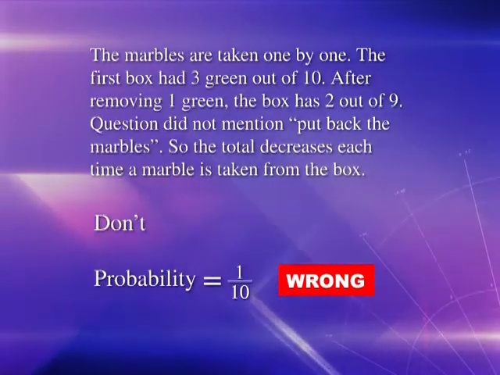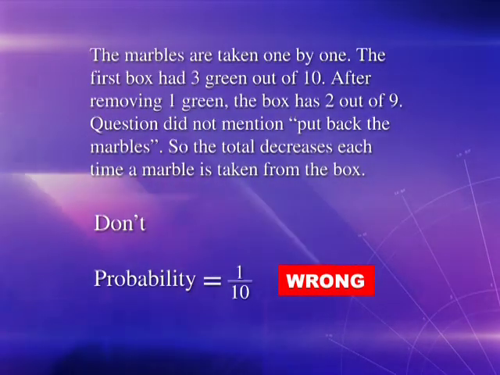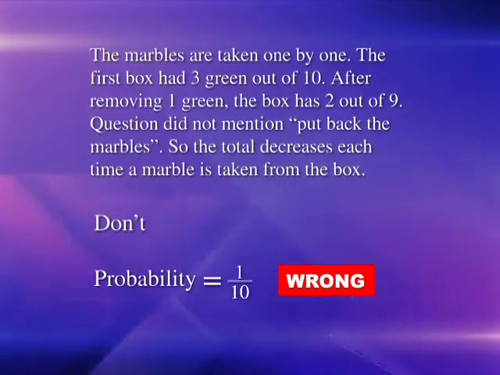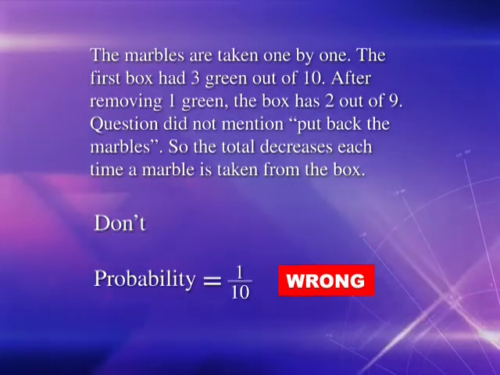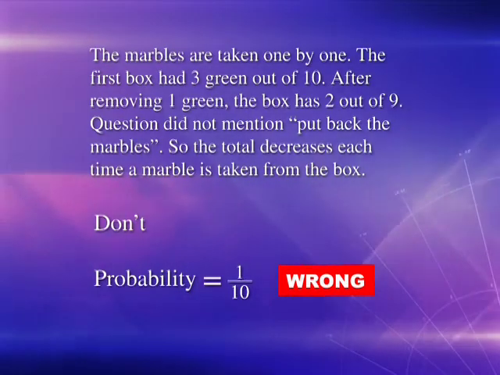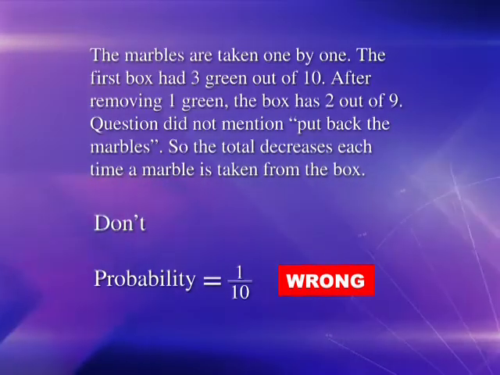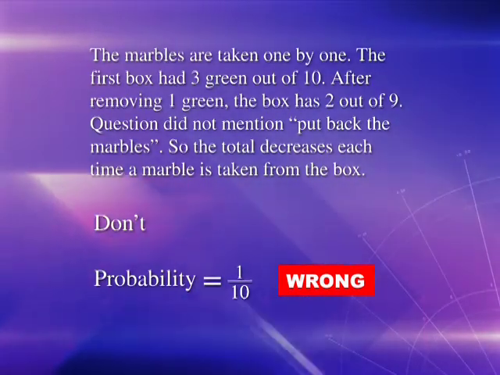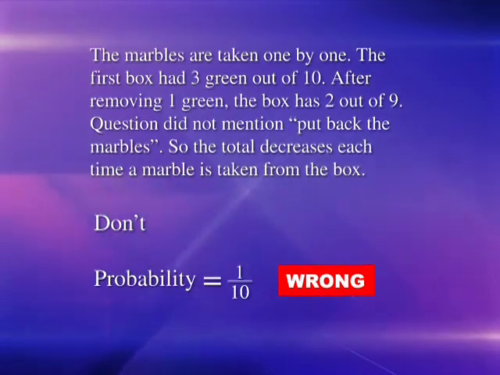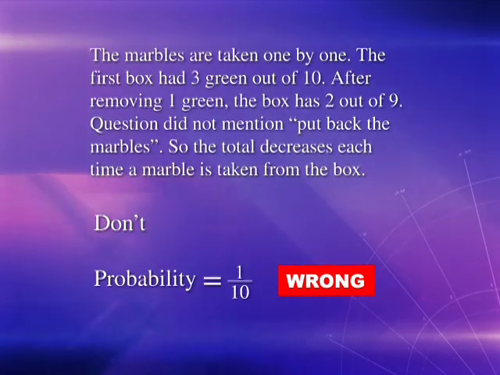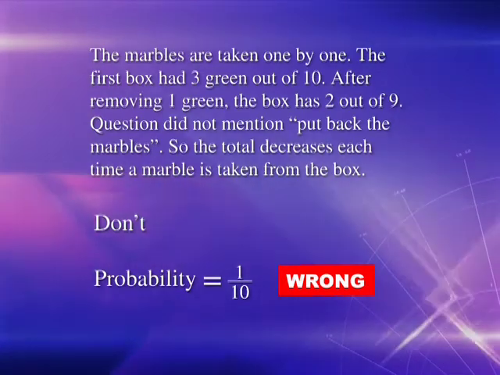Here's what you don't do. The probability that it's 1 over 10 is wrong. The marbles are taken 1 by 1. The first box had 3 green out of 10. After removing 1 green, the box has 2 out of 9. Question did not mention put back the marbles. So the total decreases each time a marble is taken from the box.